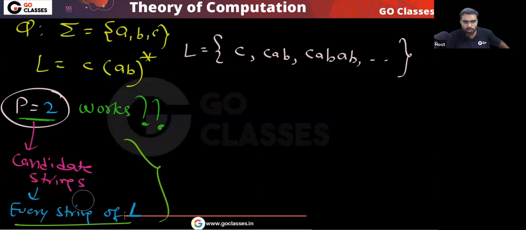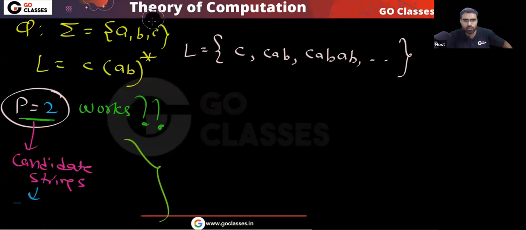If you take p equal to 2, what will your candidate strings be? Your candidate strings will be, for example, CAB, AB, and so on. Now you tell me, which string will violate if I take p equal to 2? Again, you can notice that every string will violate.